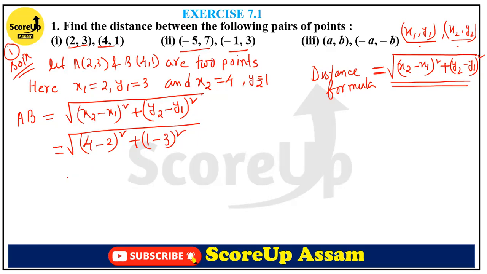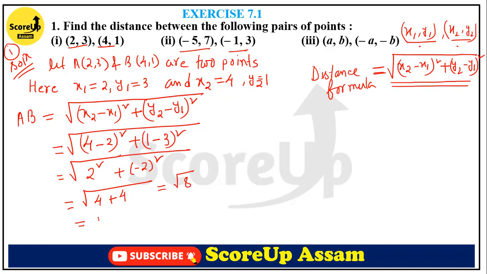We shall get 4 minus 2, which is 2, so 2 square. 1 minus 3 means minus 2, so minus 2 whole square. Now 2 square means 4, and minus 2 whole square also means 4. So 4 plus 4 is equal to what? Root over 8. Root over 8 means 2 root over 2. So the distance between these two points is 2 root over 2 units.